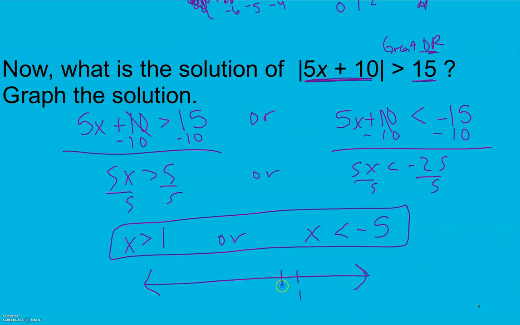But we could also check it graphically. I want numbers greater than 1, like 2, for example. And numbers less than negative 5, like negative 6, for example. So they go out, which tells us it's an or. So lots of different ways that we can check that here.